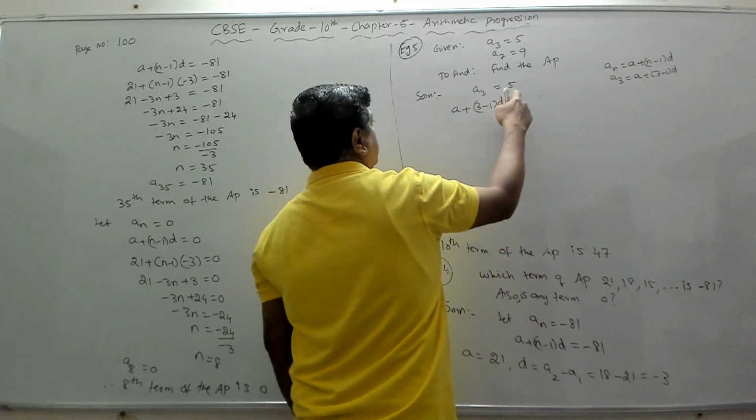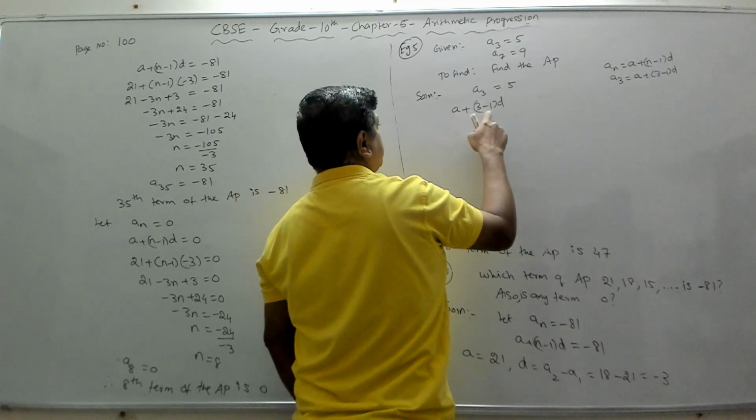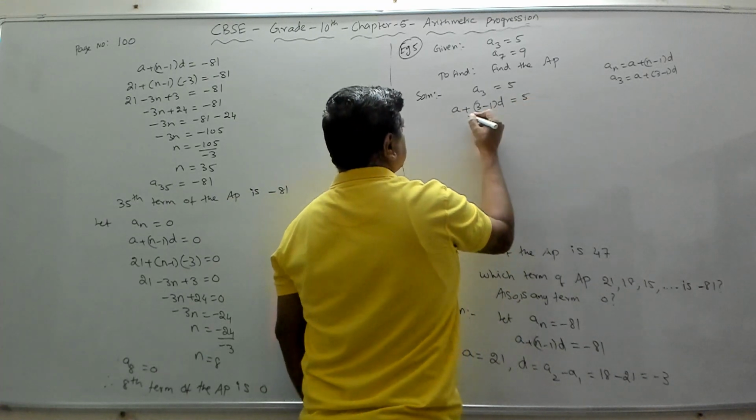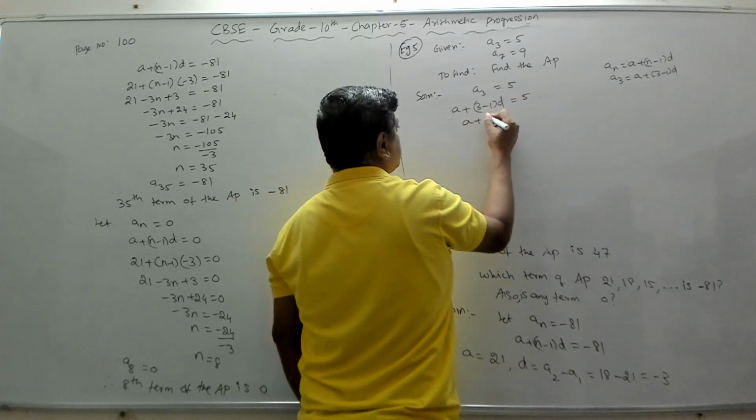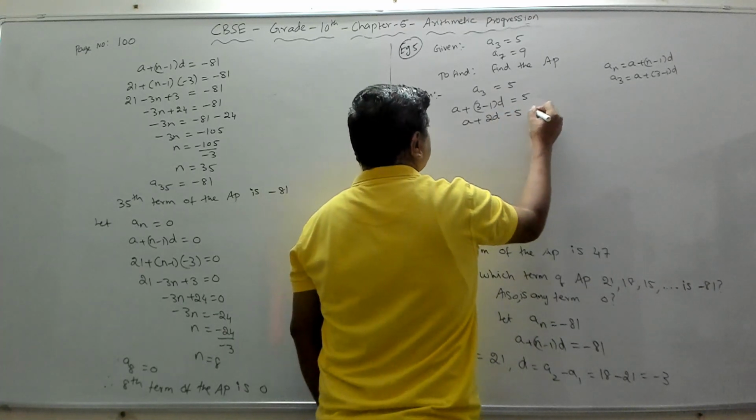So A3 is 5 is given. Instead of A3, I can put A plus 3 minus 1 into D is equal to 5. Which means A plus 3 minus 1 is 2, so A plus 2D equal to 5. This is one equation.